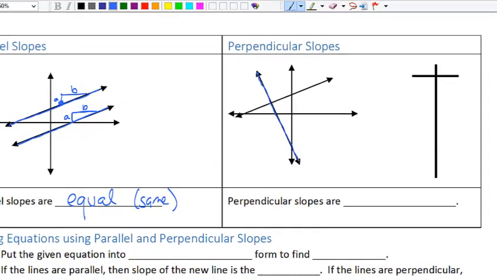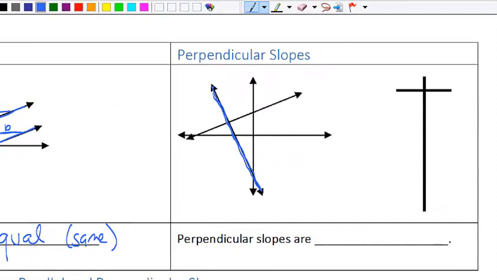Clearly they're going to cross, and not only do they cross, but they cross at a special angle, and that angle is 90 degrees. I did my best when I was drawing these to get that to look like a 90-degree angle. So clearly the slopes can't be equal on perpendicular lines.